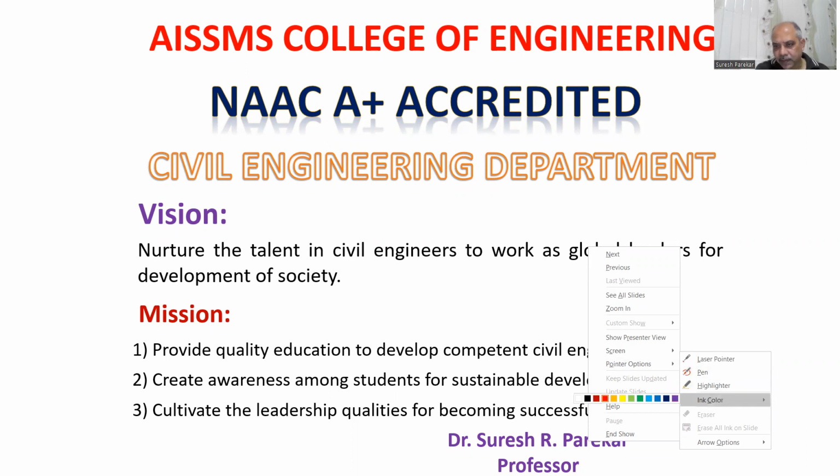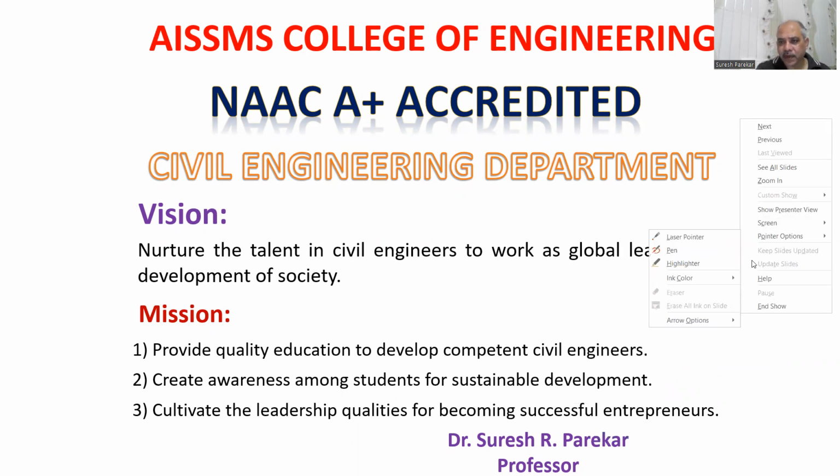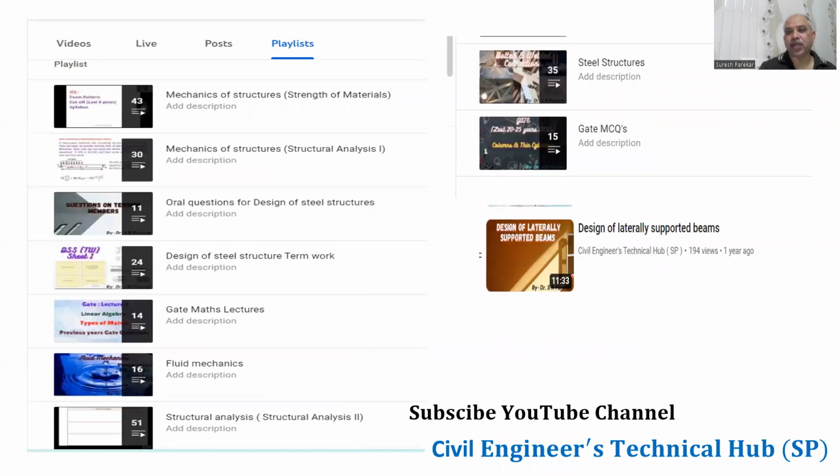And in design, we are going to be with the second part. In the first part, we have gone through problems which are based on clause number 8.2.1. This clause is related with VU less than 0.6 VD, where we are going to say bending moment predominant.